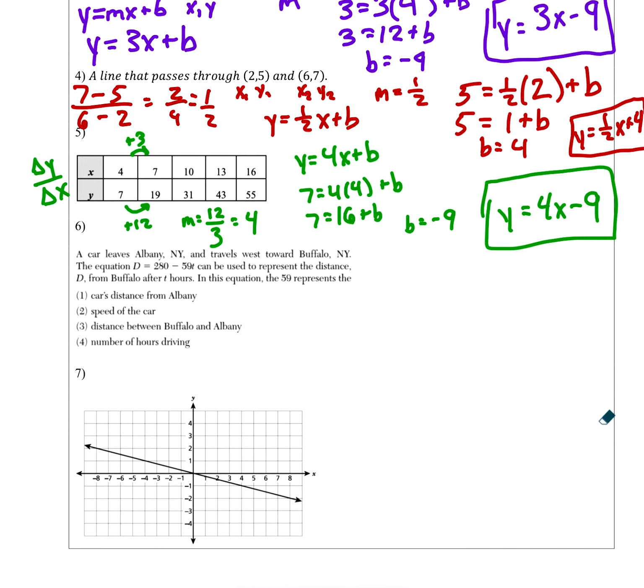Number 6 is asking us what 59 represents in the equation. Well, 59 is our rate of change here. The only thing that's a rate of change here is speed, so it has to be number 2. Another way of looking at it: if t is the hours and we're getting closer to 280, so we're subtracting from 280, that 59 is how much we're getting closer to the 280 per hour, which would be our speed, miles per hour.